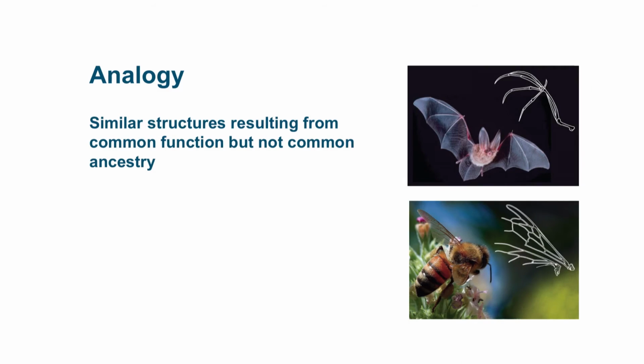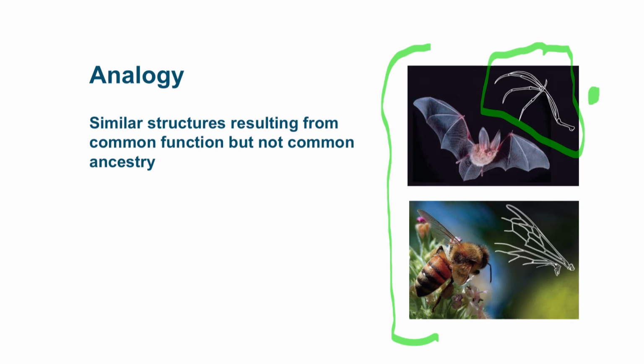Now, analogous structures look the same, but they come from a different ancestry. So they're similar structures that result from a common function, but a different ancestry. Wings in the different animals that have wings are very good examples of this. For instance, here we have a bat, and the bat's wing surface is stretched over the bones of the foreleg. And then we look at this bee here, and there are no bones in the wing at all.